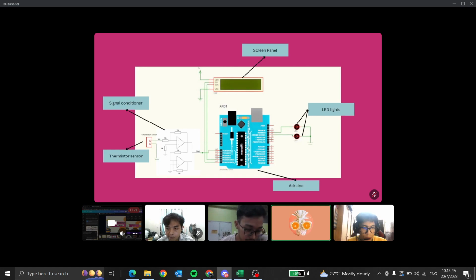In this project, we use a signal conditioner called LM324N, which contains four operational amplifiers, or op-amps. But in this case, we only use two of them. Both op-amps will be configured as inverting amplifiers.